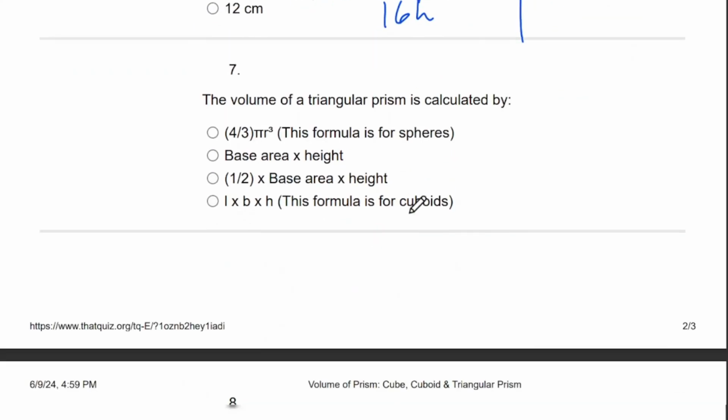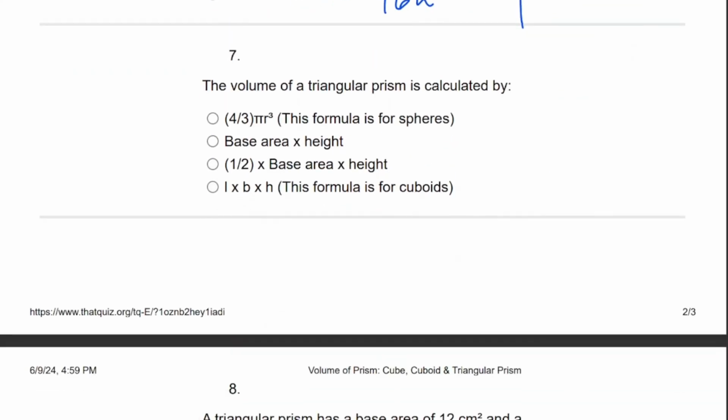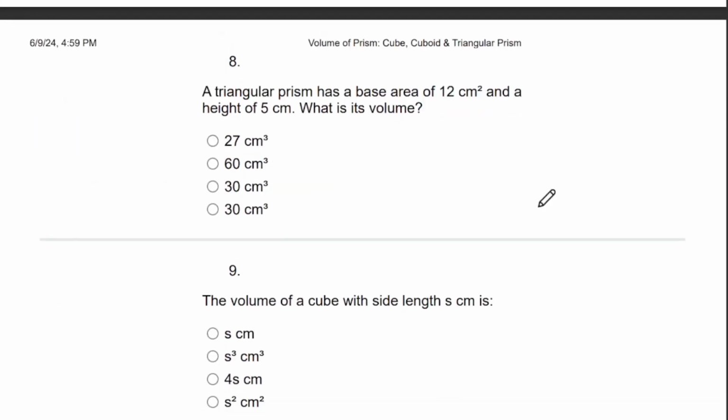All right, so go to question 7 now. For question 7, we have the volume of a triangular prism is calculated by base area multiplied by the height. So it now depends. So we can say half times base area. No, this is out. This is not the formula. So this is also not the formula. So the answer is option B. Question 8 now.